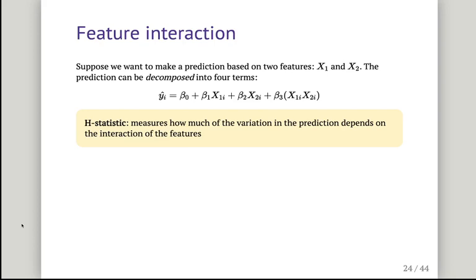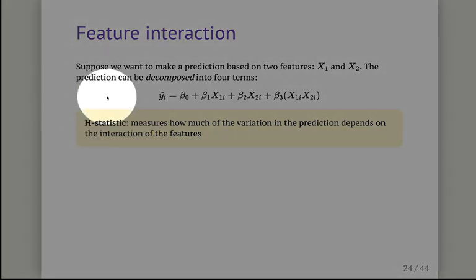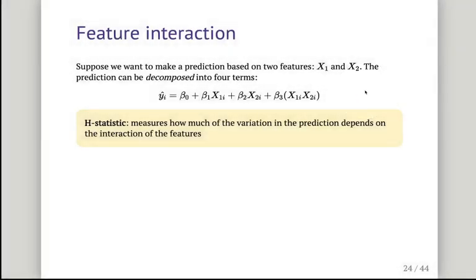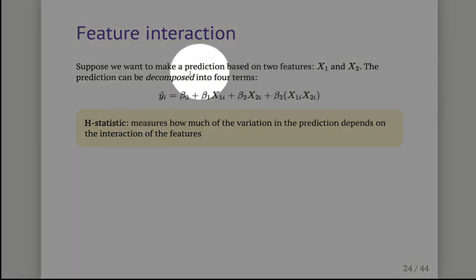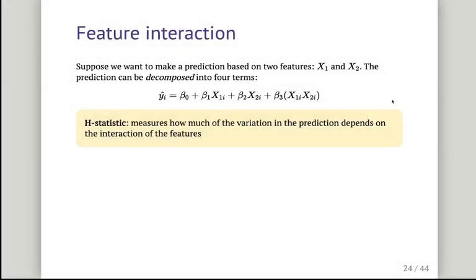So suppose we want to make a prediction based on two features, say x1 and x2. We can split or decompose our prediction into four terms. It's a function of x1 plus x2 plus some interaction, x1 times x2. Now here we're not focusing on predicting with this as the functional form of the machine learning model. Instead, we're trying to explain the prediction that resulted using this functional form.